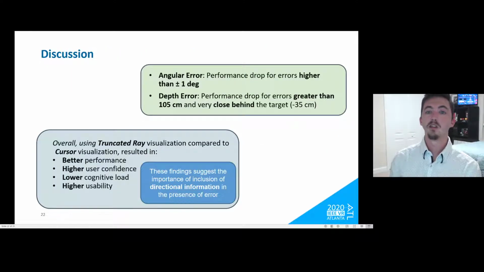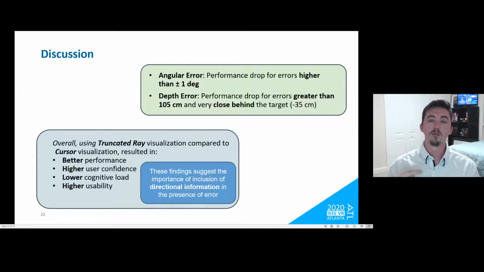So the main takeaways here are that angular error does have significant effects on our users' performance, especially when it's at levels of higher than plus or minus 1 degree. For depth error, we also see that at the higher levels of offset, we do have that decrease in performance, and especially when that cursor is right behind the target as well.